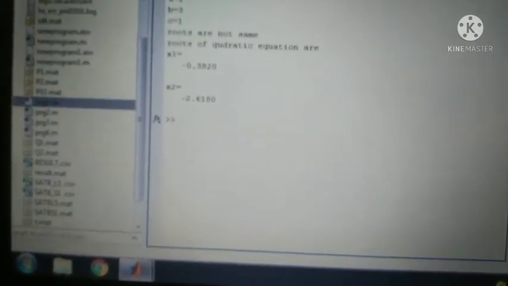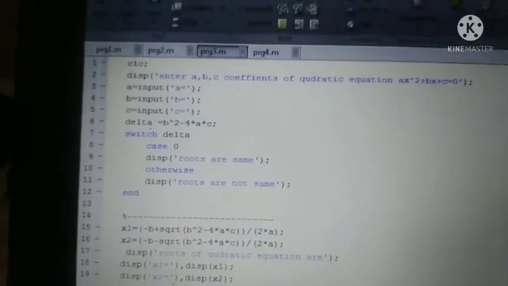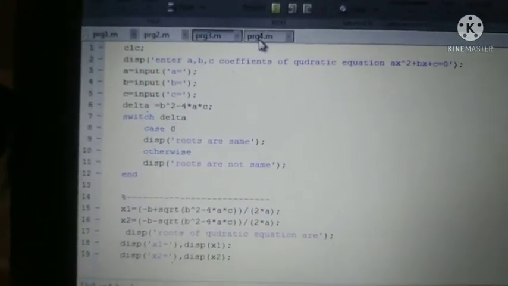Okay, so here I will not get a case in which I can define that the roots are distinct, complex and other things. Only the roots are same and roots are not same, because I cannot put the condition whether it is greater than 0 or not. Only I can give the values to the variable. Okay, so next I'll go for another program.